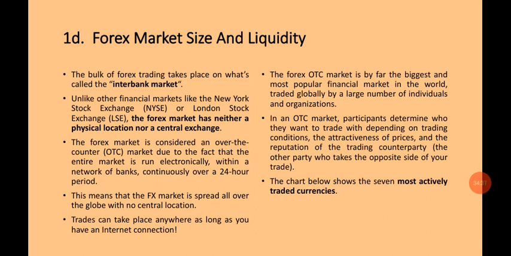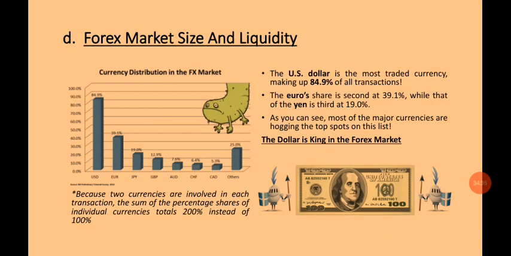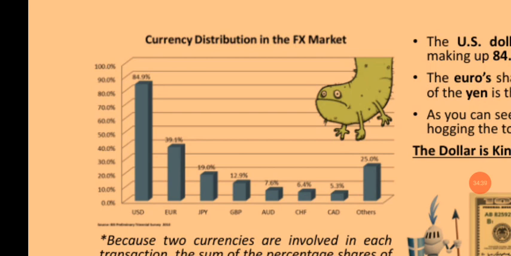The chart below shows the 7 most actively traded currencies. And here it is: currency distribution in the forex market. As you can see, the US dollar is 84.9%, euro 39%, Japanese yen 19%, Great British pound about 12.9%, the Australian dollar 7.6%, Swiss franc 6.4%, Canadian dollar 5.3%, and all the others combined at 25%.